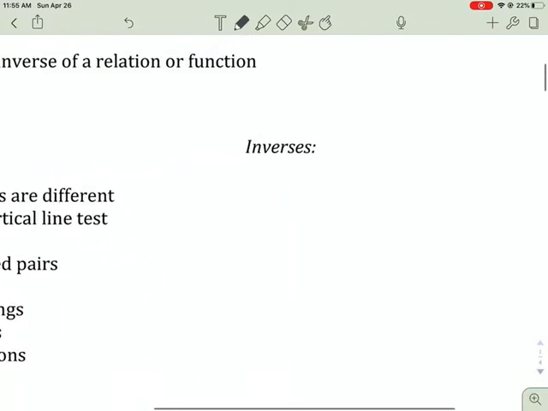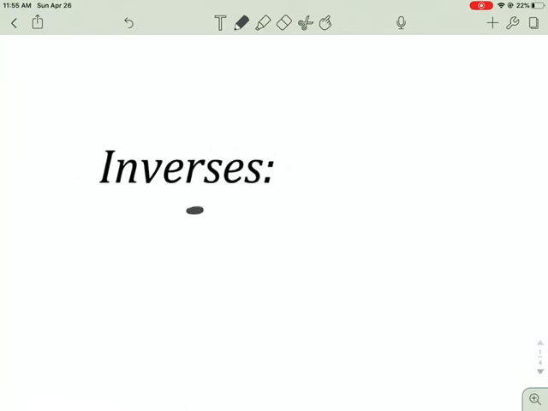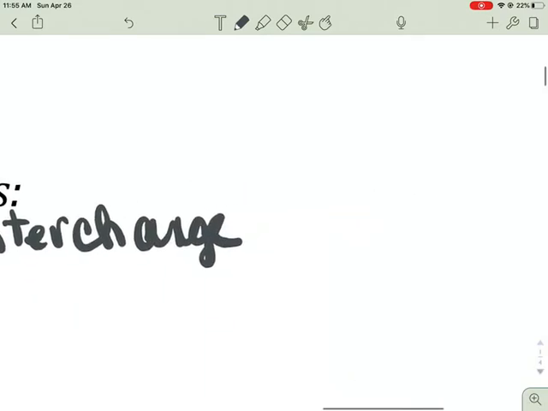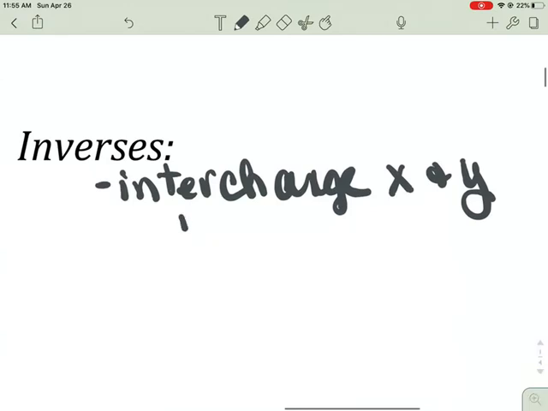So we're going to take inverses of relations and functions today, and the basic premise is that you're going to switch x and y. So an inverse is when we interchange x and y. Okay, so what that means is that we're basically flipping the letters so that x is now y and y is now x. So what exactly does that mean?